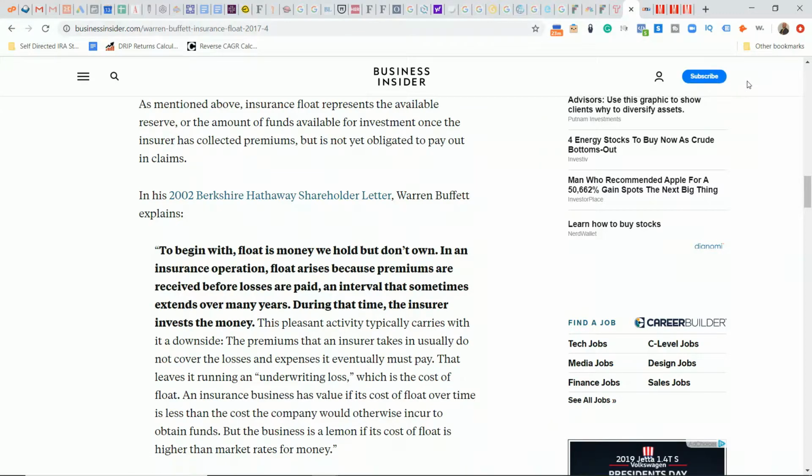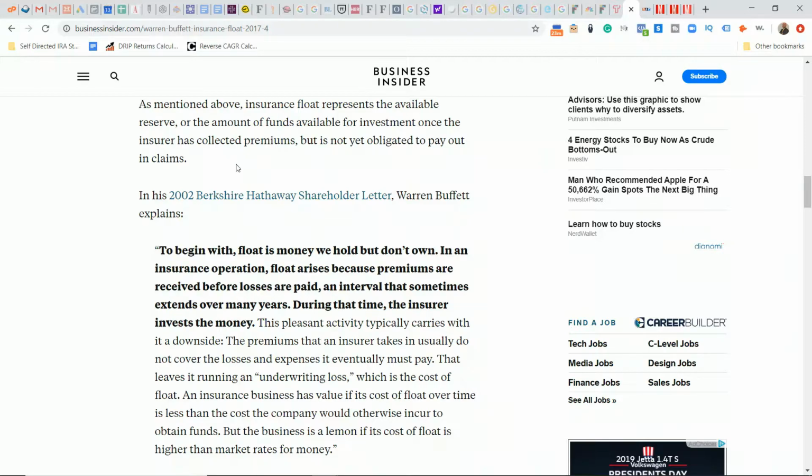Investment float. Last week we talked about net operating loss carryforwards, and I said they're one of my favorite things ever because pretty much nobody knows what they are, and if they do, they don't know what they mean and how to use them. Today we talk about one of the same things, investment float. It's one of my favorite things ever. Most people don't know what it is. If they do know what it is, they don't know how powerful it is.